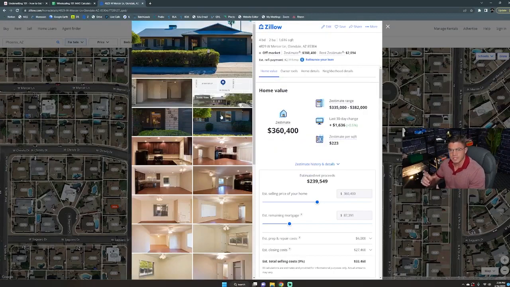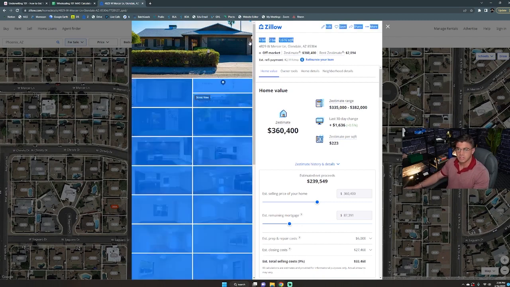So step number one is going to be to find ARV. Now how we're going to do that is by analyzing the characteristics of this house and then finding similar houses that have similar bedrooms, bathrooms, and square footages that are fully remodeled, or whatever is selling at the highest price point.